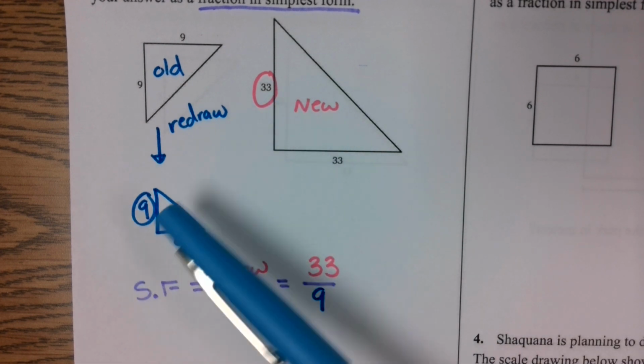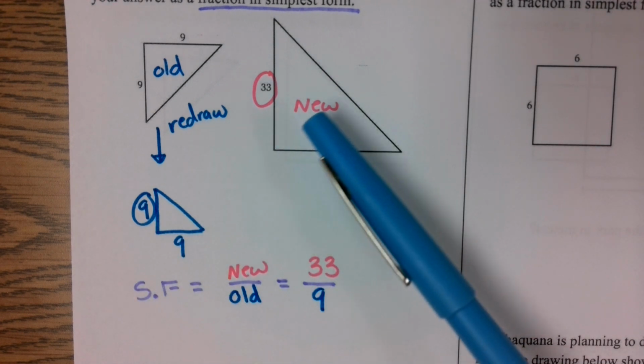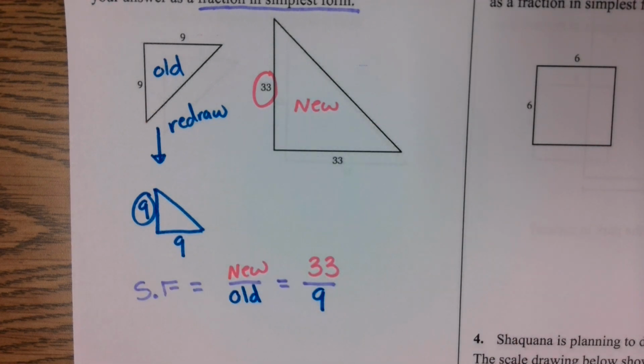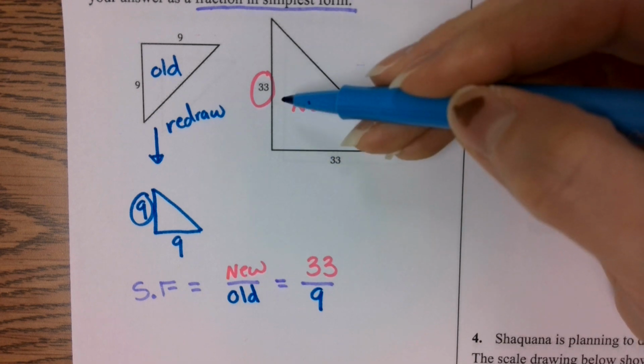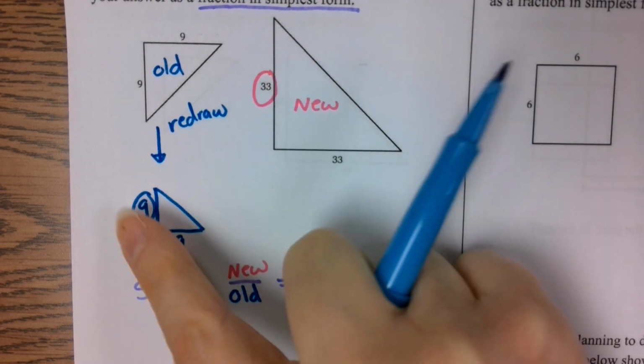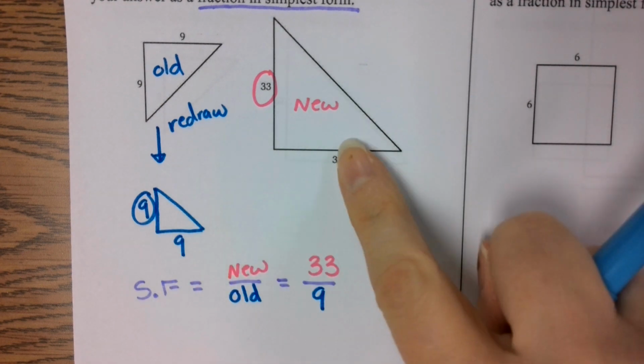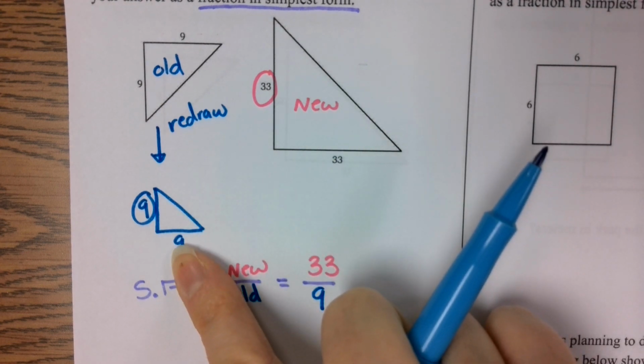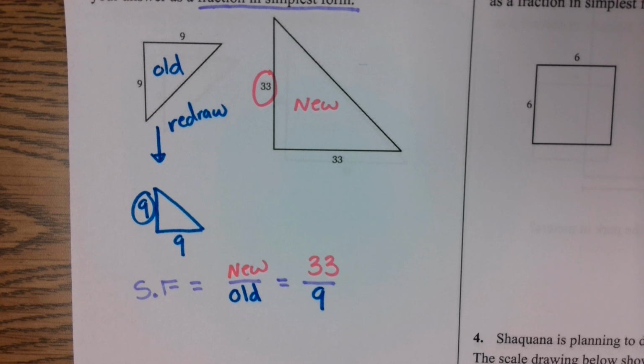Notice that I chose the same side measurement to focus on. I did not choose a height on one of them and a base on the other. If I choose the height for one, I have to choose the height for the other. And if I choose the base, I have to choose a base. Make sure you understand that. Again, if the measurements are different, it's very important.